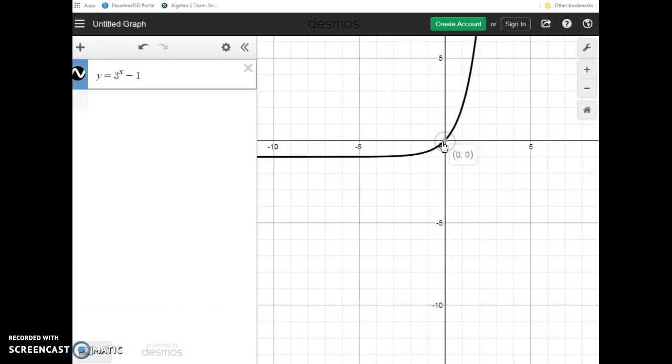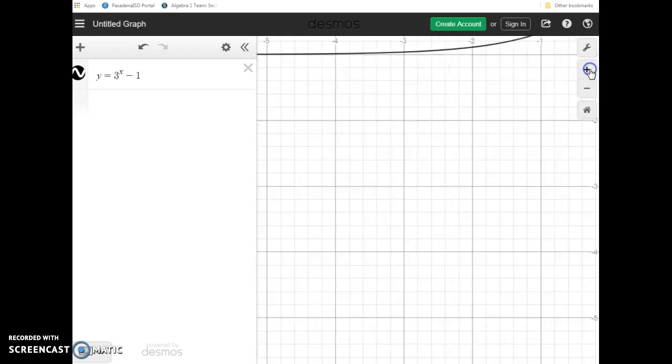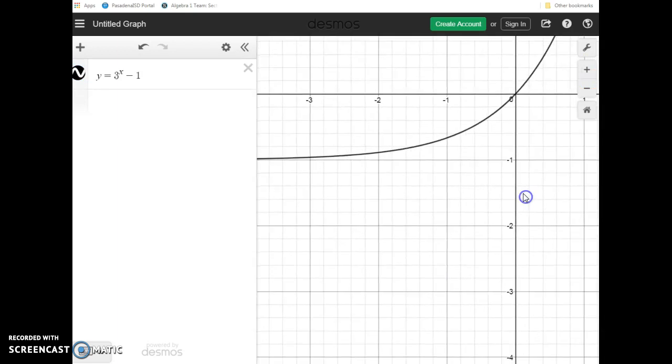The y-intercept is at 0. So the asymptote is not at 0. Okay, it cannot touch it. So what is it getting closest and closest to? It's getting closer and closer, you see, to negative 1. So my asymptote is negative 1.